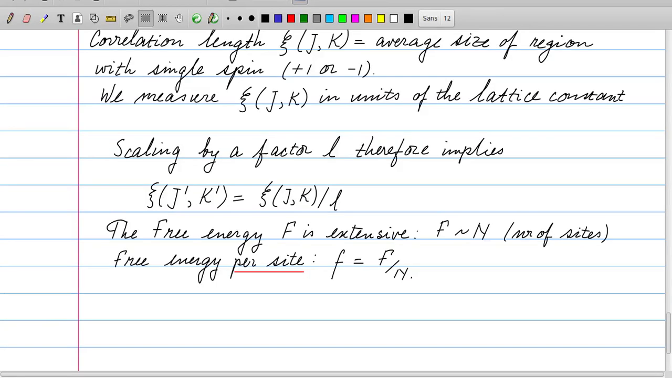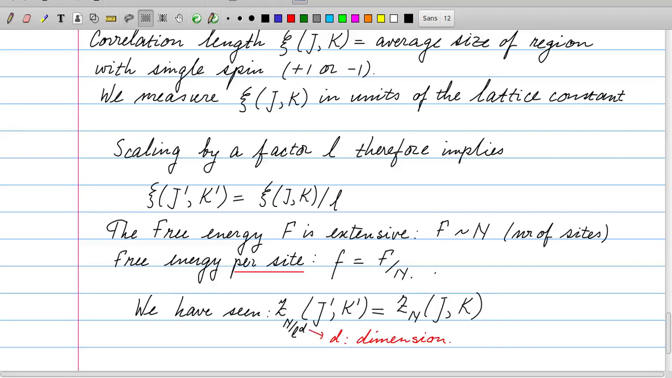We need a similar formula for the free energy. And the free energy F is an extensive quantity, so it scales with the number of sites in the lattice. So F is proportional to n, where n is the number of sites. Now we want to go to an intensive quantity, which is the free energy per lattice site. If we define the free energy per site as small f, the capital F divided by n, then this obviously doesn't change with the lattice becoming bigger.